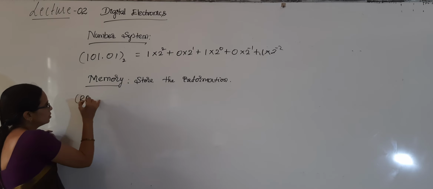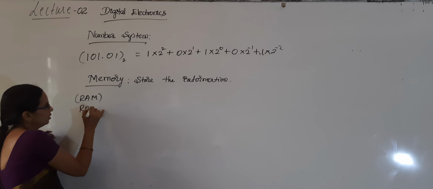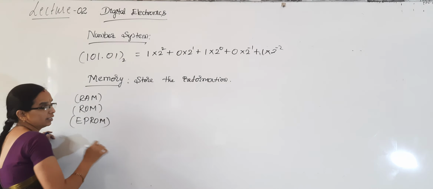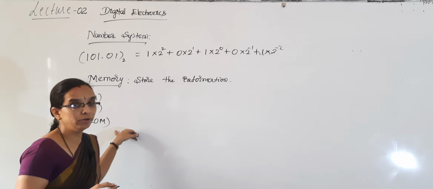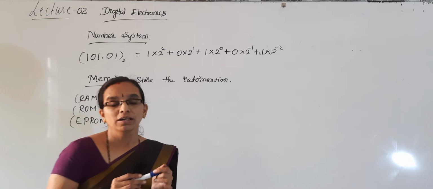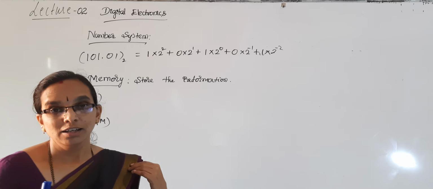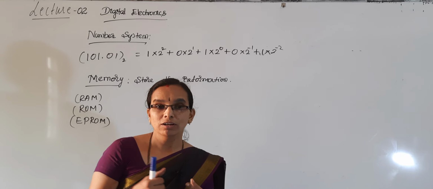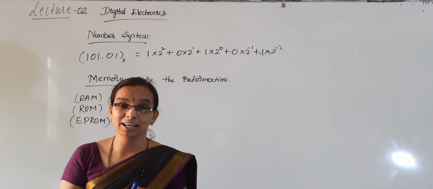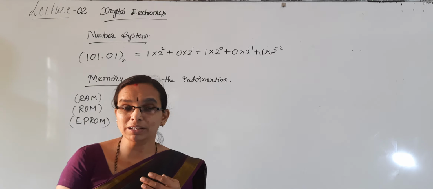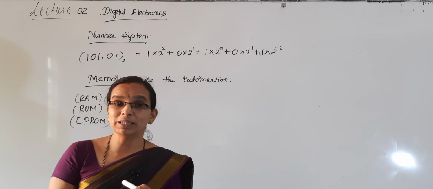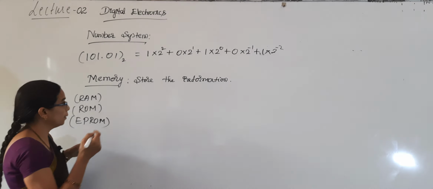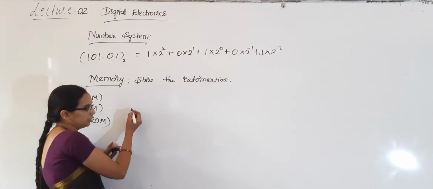Examples of memory types you might have heard: RAM, ROM, EEPROM, anything. These are all memories. I guess while purchasing a mobile, you will see 32 GB ROM and 4 GB RAM, something like that. We will be speaking about the specifications of memory, and how memory is represented.